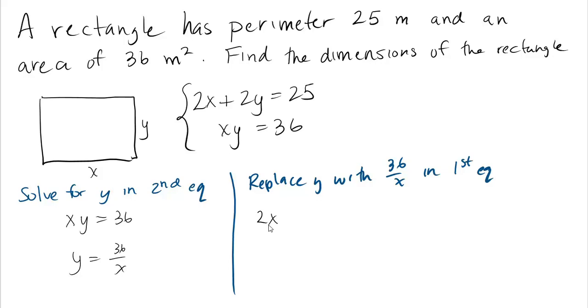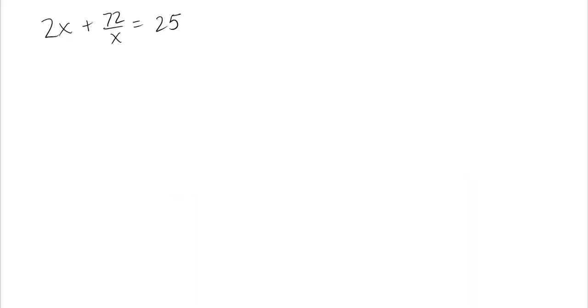And that gives me 2x plus 2 times 36 over x equals 25. So that's 2x plus 72 over x. When you multiply by 2, you only multiply the numerator by 2, equals 25. And let me transfer this to another slide. To solve an equation like this, we'd multiply every term by that denominator to clear out the denominator. That would cancel here. And we get 2x squared plus 72 equals 25x.